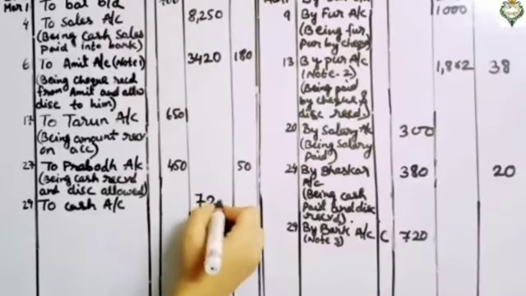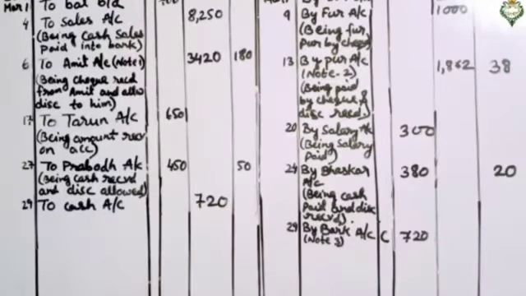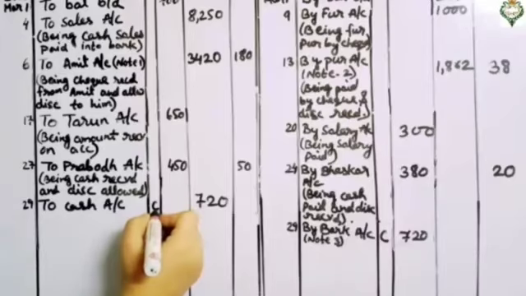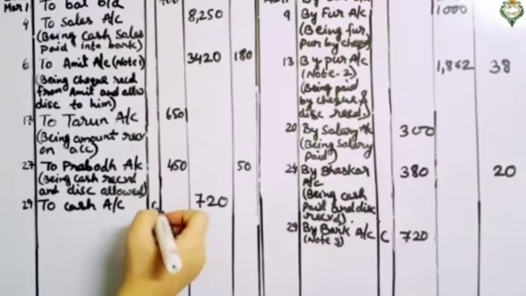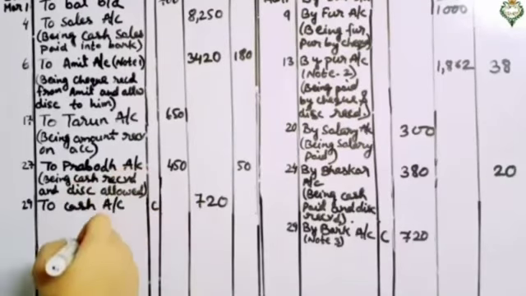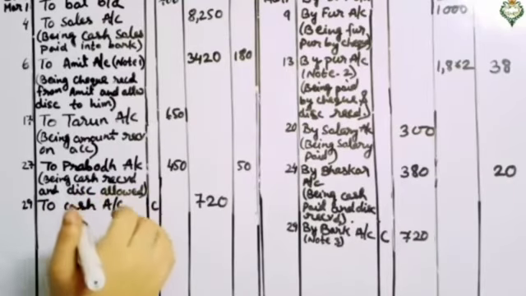Got it? Okay. Now it is done. We don't have to put the narration, we just have to put the C initial in the ledger folio column. Now come to the last transaction that has been done on 31st March.